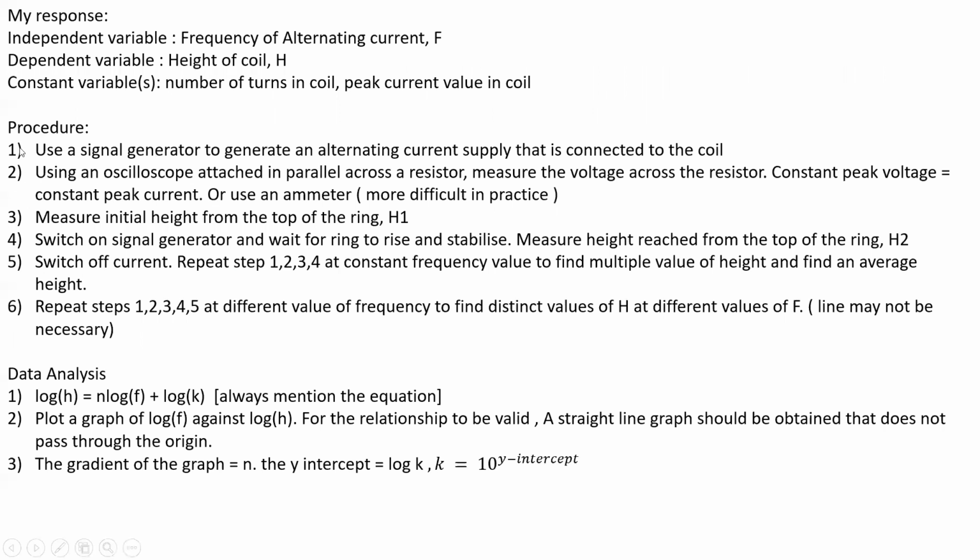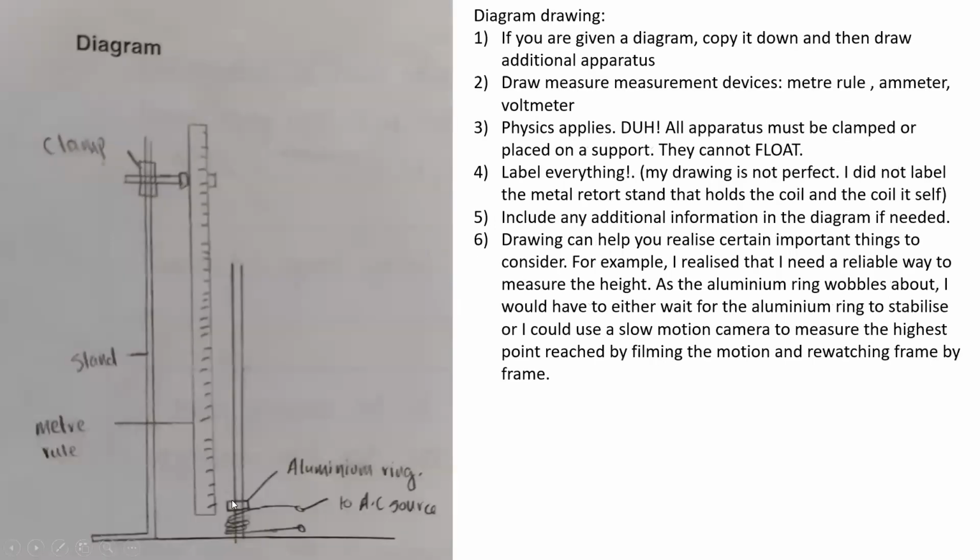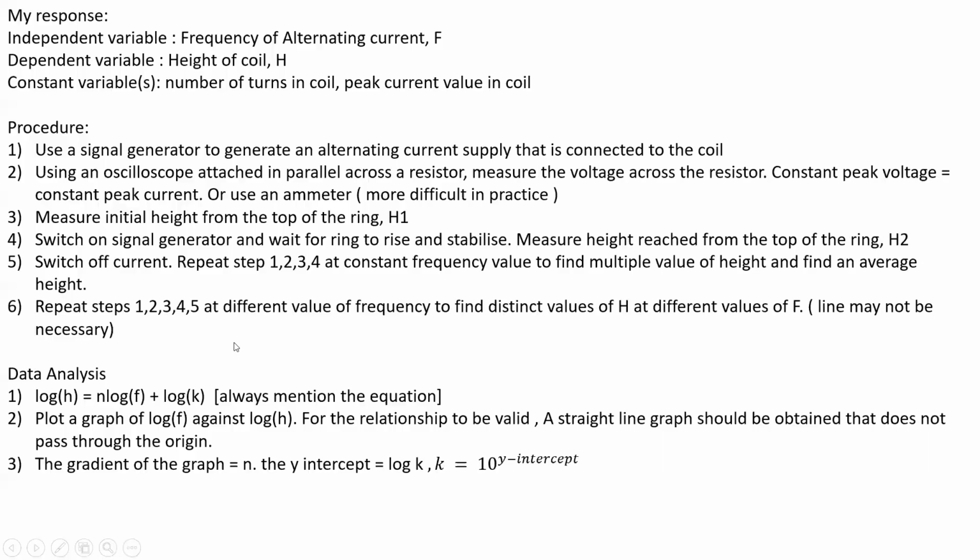So next up we have step three. Label your steps as 1, 2, 3, 4, so that you can refer to the steps later on. Measure the initial height from the top of the ring. Because we're measuring the height moved, you need to measure from the top of the aluminum ring when it's reached the highest point, so you can find the maximum height traveled basically.